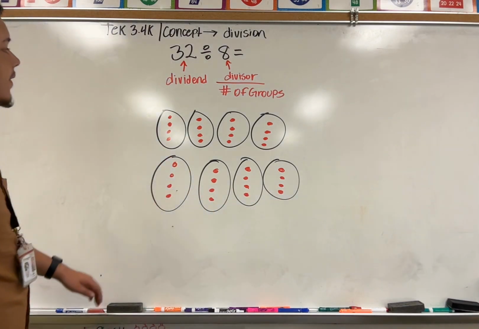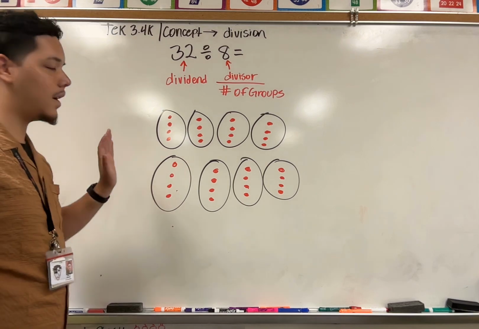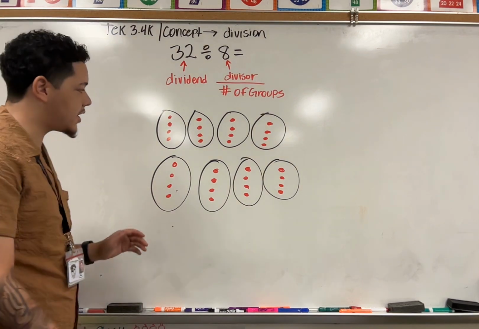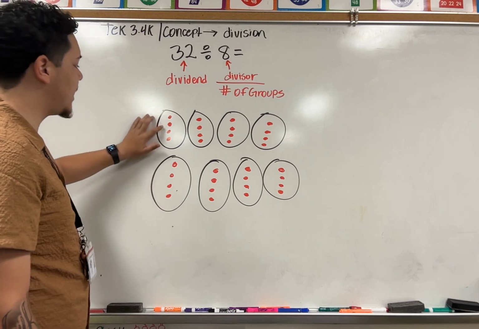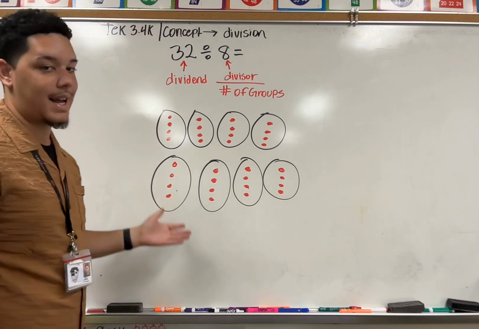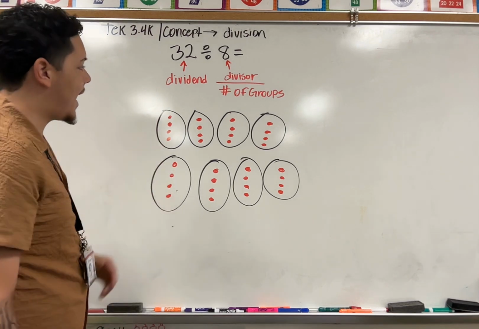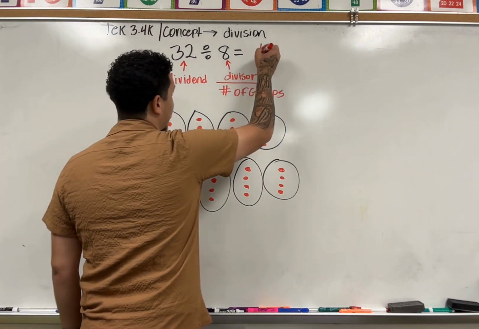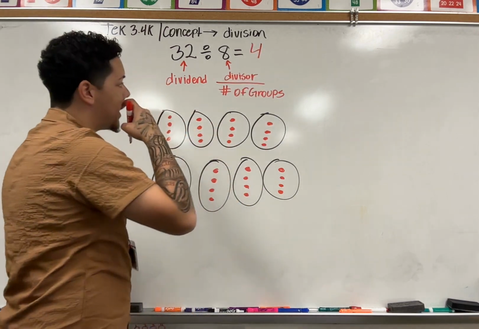All right, so we have given all of our groups 32 and we split them up equally. So now I'm going to just ask myself, how many little circles do I have inside each group? As you can see, I have 4 little circles inside of each. So in this case, 32 divided by 8 equals 4.